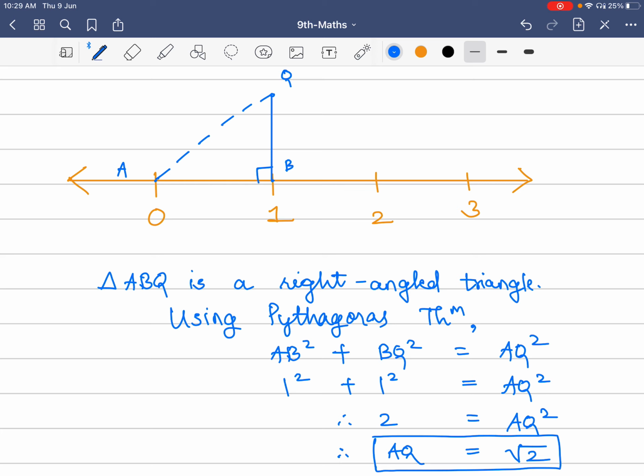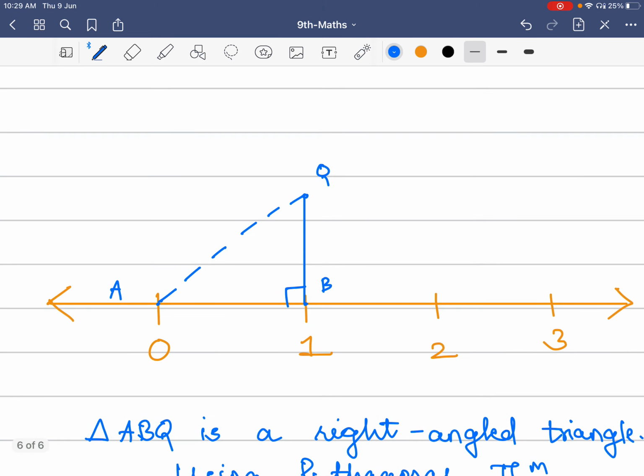Very important point, so I'm going to mark it down here. AQ is of length under root of 2. Let's use a different color to note down the lengths. This is of length 1, this is of length 1, and this is of length under root of 2. Now thus we mark root 2 on this number line. We assume A as the center of our compass, and from Q we draw an arc which intersects somewhere here, and that becomes root 2.